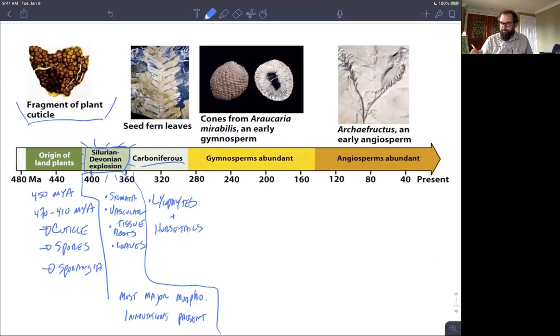Both of these groups are very abundant in the Carboniferous, and the reason that this is actually called the Carboniferous is that this is where we see most coal deposits formed during this time period, and they're actually the fossil remnants of these major plant lineages at that time.